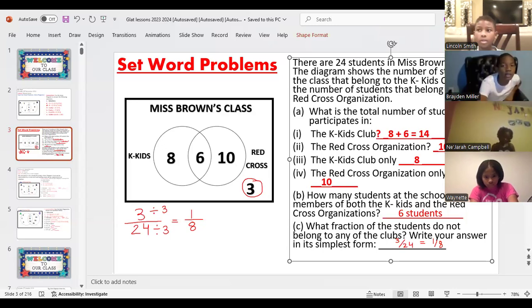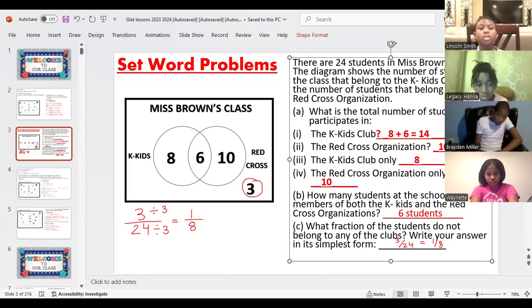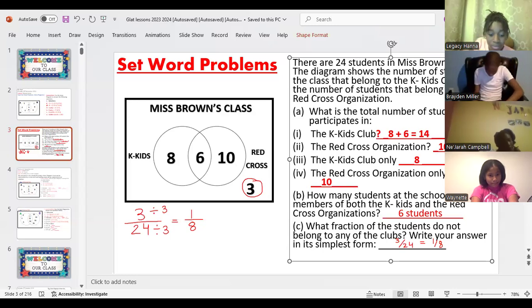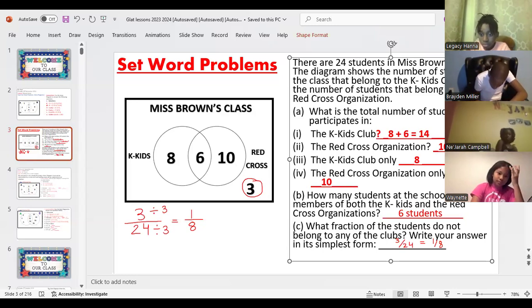Excuse me, do we have to draw the diagram again? Yes. I have a question, Mr. Petit. When we draw the diagram in GLAT, will they give us the numbers? No, then you don't have to draw the diagram like that. They're going to give you the book diagram with the numbers already in it. Yes, sir. All the numbers are already going to be in it.